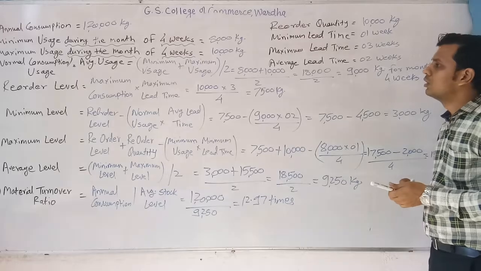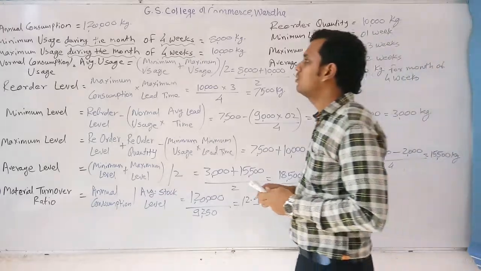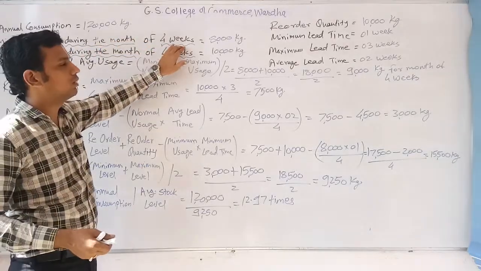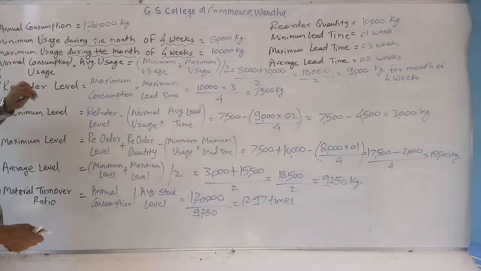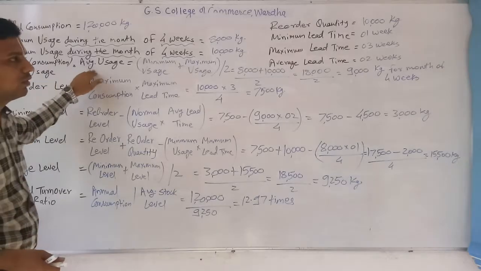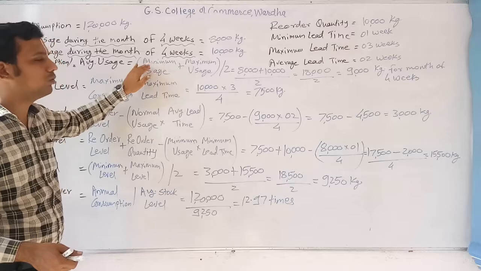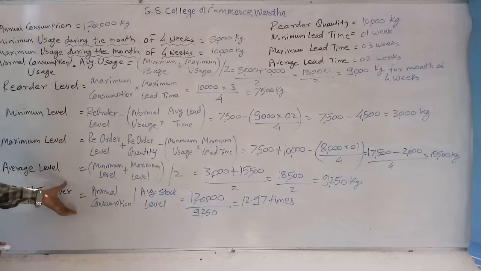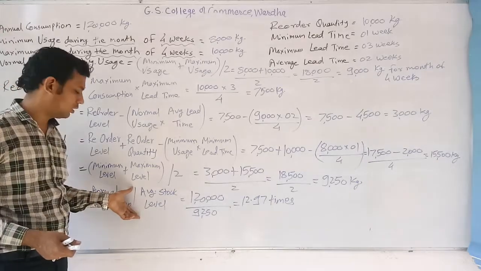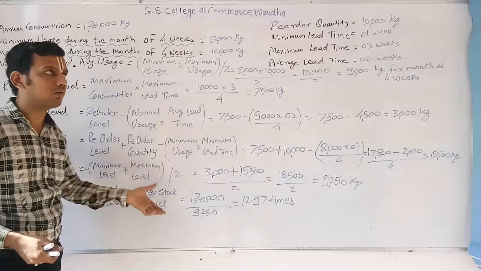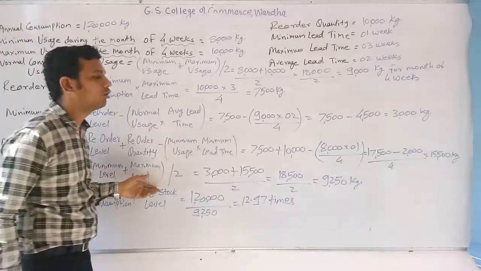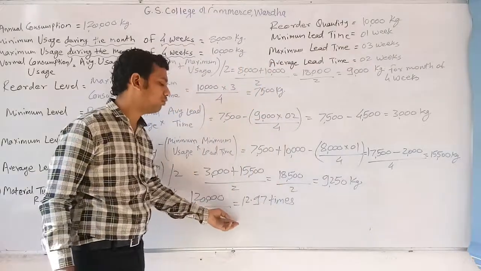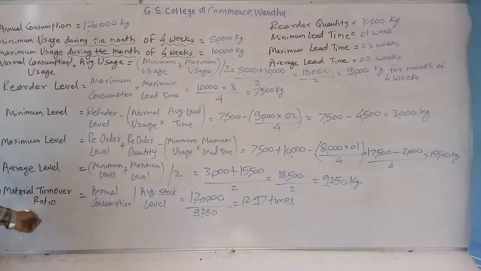Again in this question there were three things which were the catch. First, the information is again given on a monthly basis and a month comprises 4 weeks. Second, we have to calculate our average usage or average consumption. The formula was already known to us, minimum usage plus maximum usage divided by 2. And third, material turnover ratio was the new thing. The formula for it was annual consumption divided by average level of stock. Annual consumption was 1,20,000, average level of stock we calculated as 9,250 kgs, and the unit for material turnover ratio would be times.